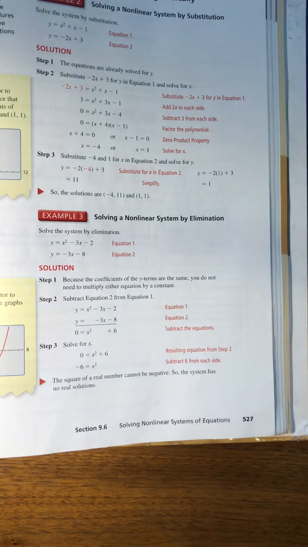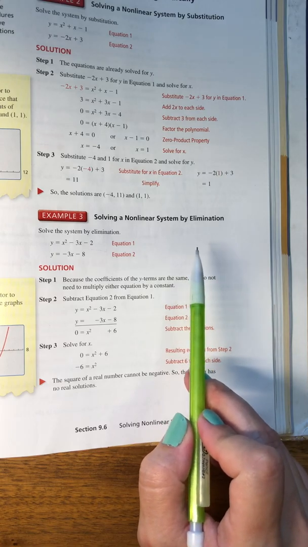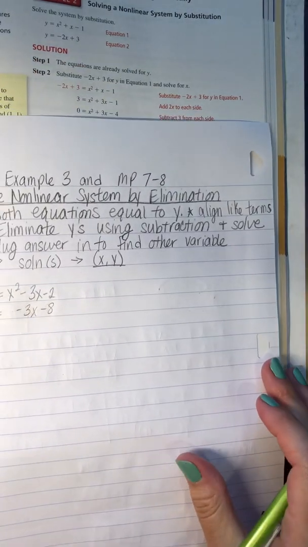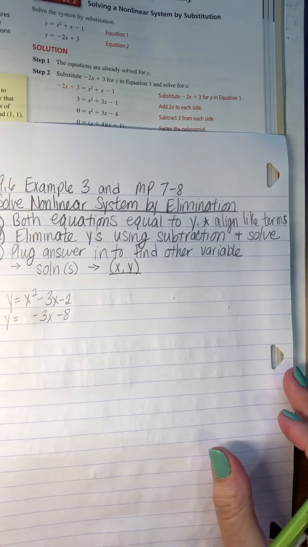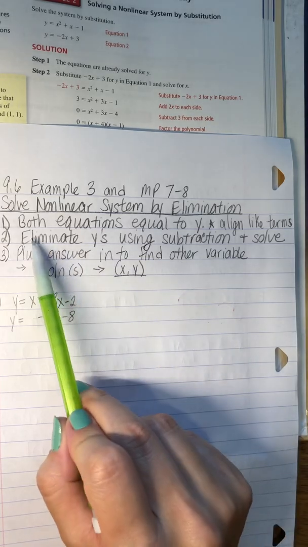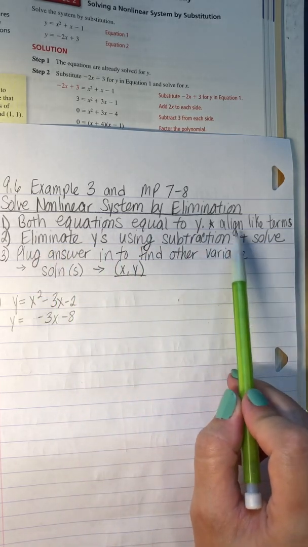9.6, example 3. Now we're going to solve a nonlinear system by elimination. So I'm going to show you my notes here. I would again suggest that you copy these down so that you can refer back to them. But when we solve by elimination, our first step is we want both equations to be equal to y so that we can align the like terms.